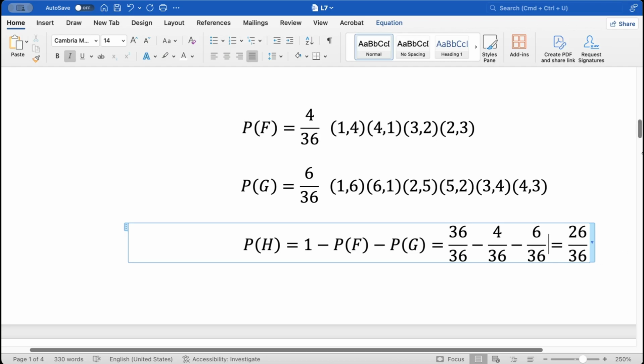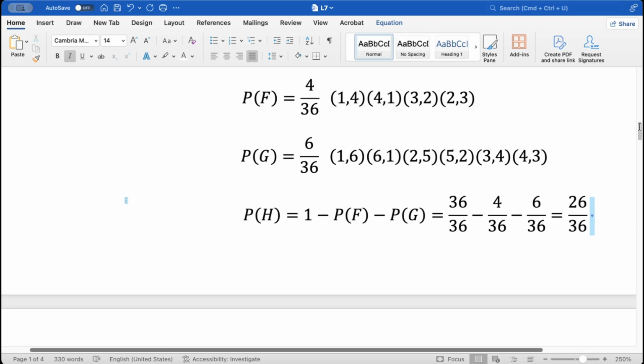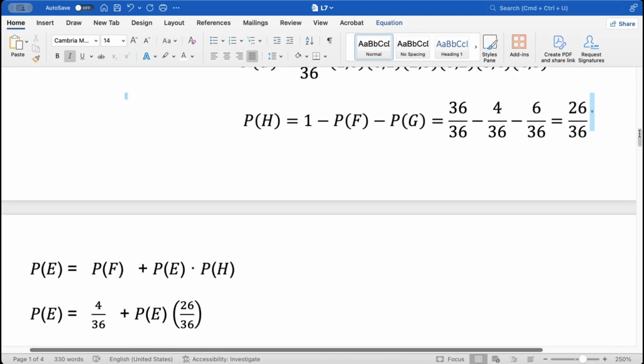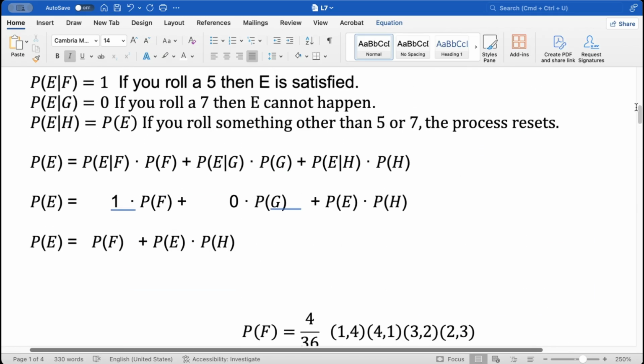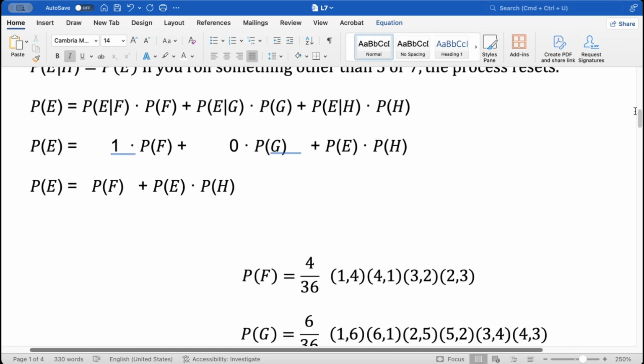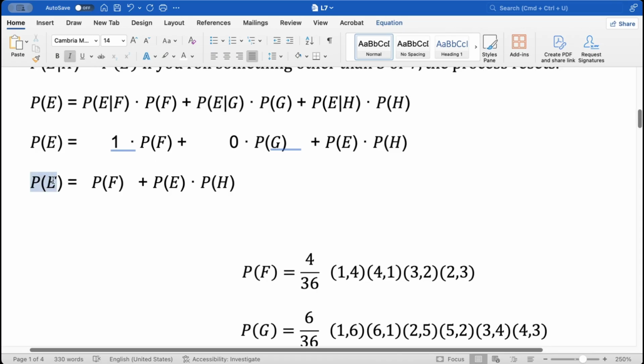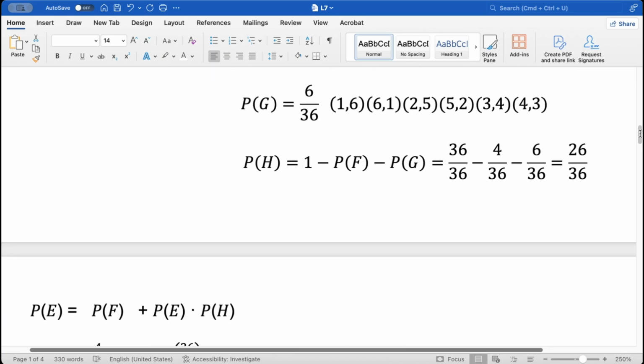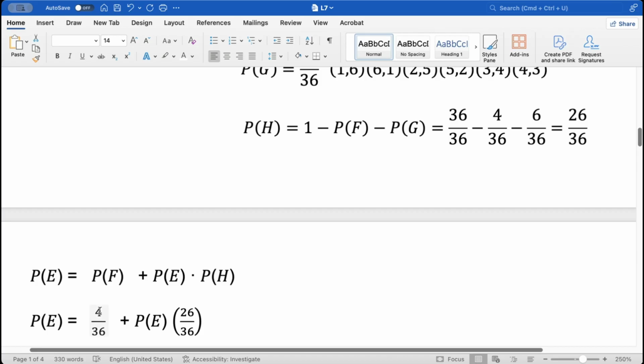And so we're going to now put that all together here. So from the simplified form, the probability of E was equal to the probability of F plus the probability of E times the probability of H. So notice here that the expression we want to find, the probability of E, appears on the right-hand side as well as the left. So we're going to algebraically isolate it. So the probability of E is equal to the probability of F, 4 out of 36, plus the probability of E times 26 out of 36.